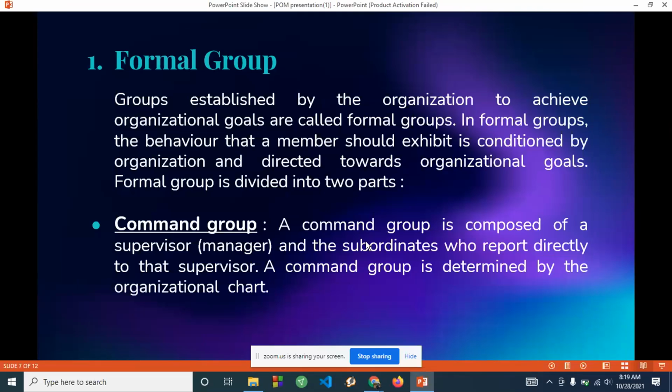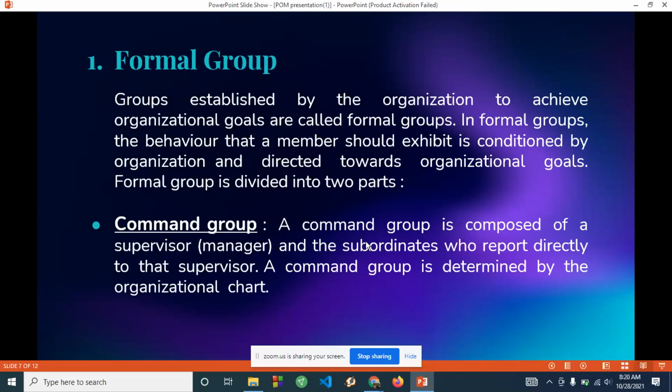The group which is established by an organization to achieve the organizational goals is called a formal group. In formal groups, the behavior that members should exhibit is conditioned by the organization and directed towards the organizational goals. A formal group is also defined as the organization structure. It is established under formal authority. It has work orientations as well, and it has work assignments to accomplish the tasks.